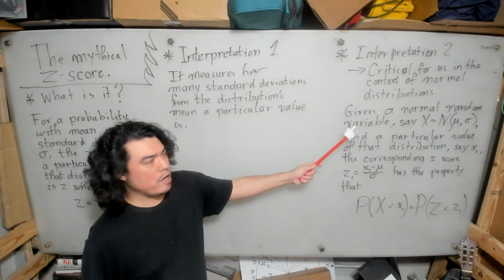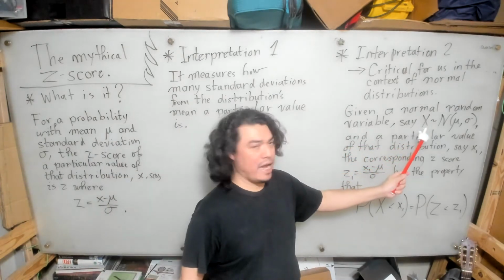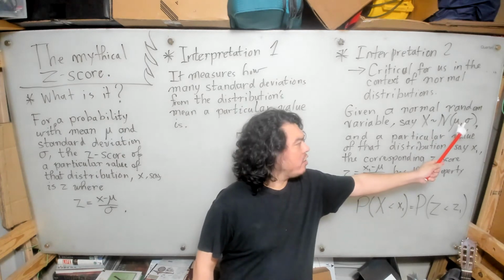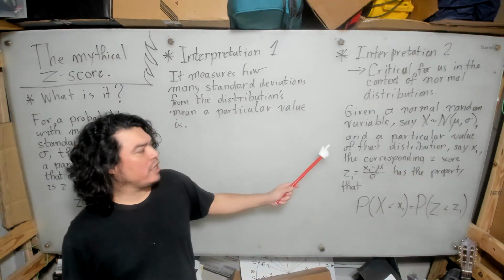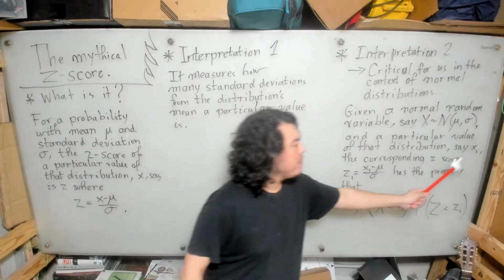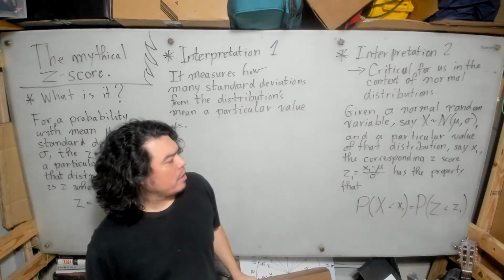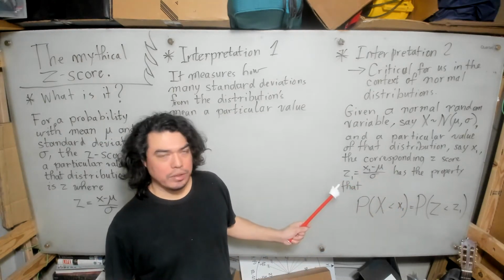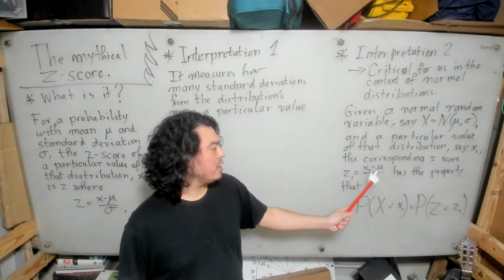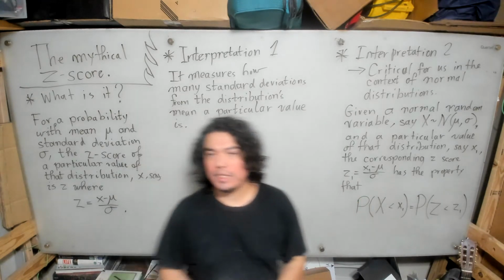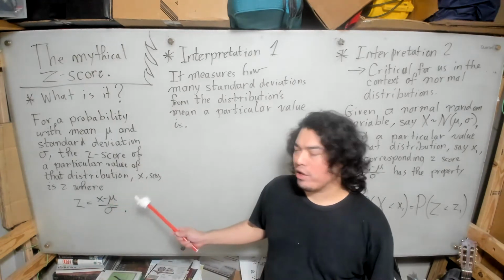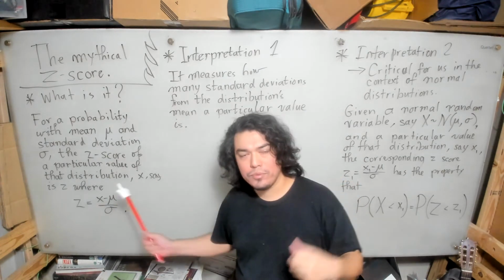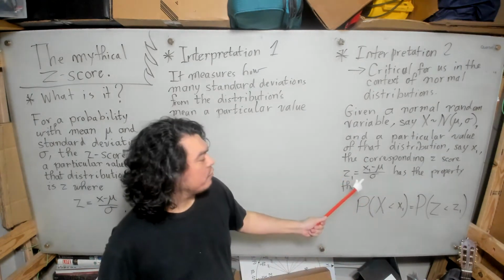Given a normal random variable, let's call that random variable x, and let's say it has a normal distribution with mean mu and standard deviation sigma. And a particular value of that distribution, say x1, okay? The corresponding z-score, let's call that z1, is x1 minus mu over sigma. See, what I'm saying is that I'm taking a particular value of the distribution. In the case of my example over here, I'm talking about x1, right? And that's why I'm using this formula.